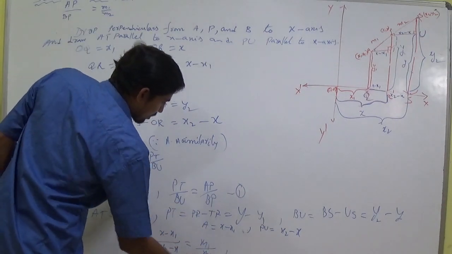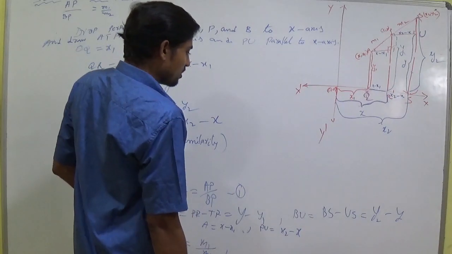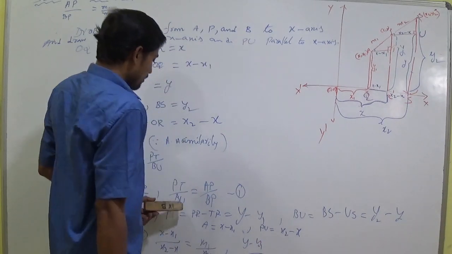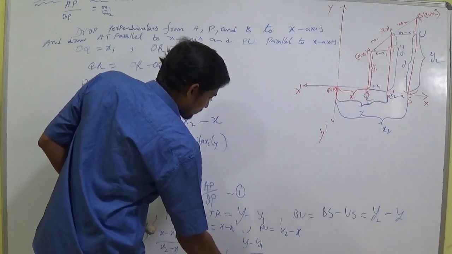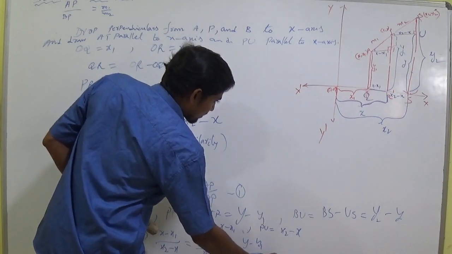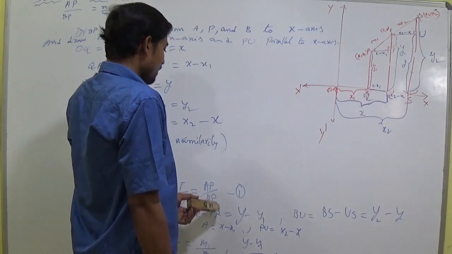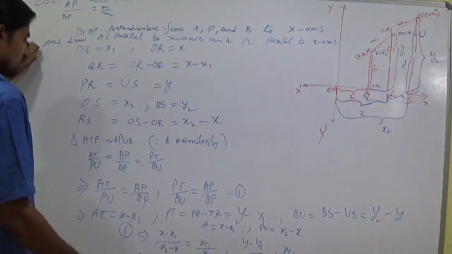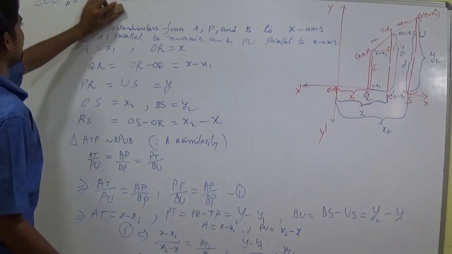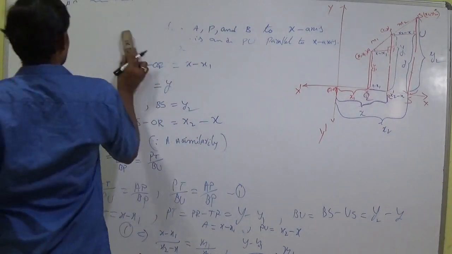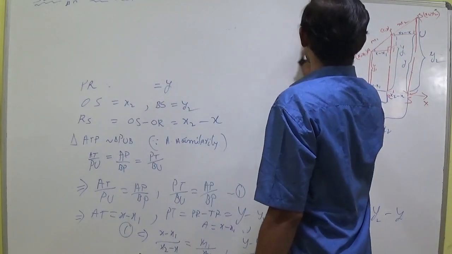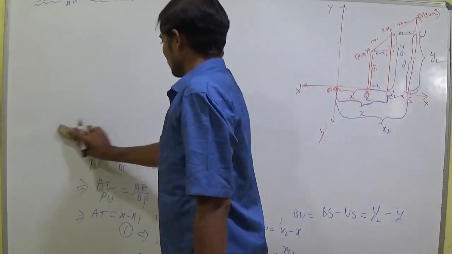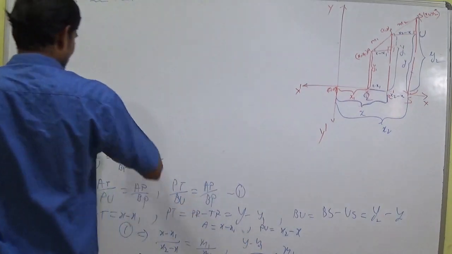M1 by M2. PT, what is PT here? PT is y minus y1 by BU, BU is y2 minus y, which is equal to AP by BP, M1 by M2. So next, cross multiplication.